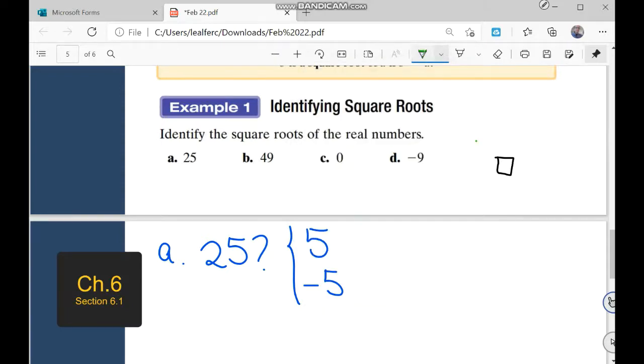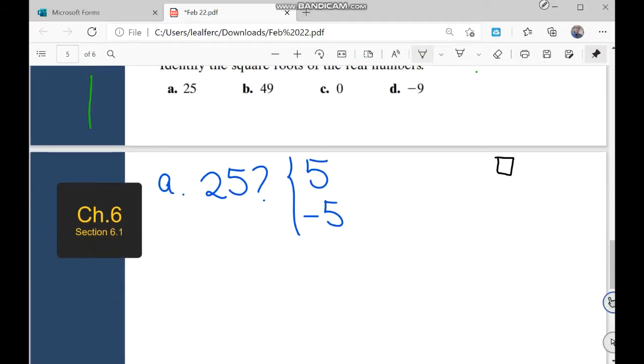If you think about the next question, the square roots of 49, it's the same thinking, the same thing we will do. What are the square roots of 49? We know 7 squared is 49, but negative 7 squared is also 49. Negative 7.